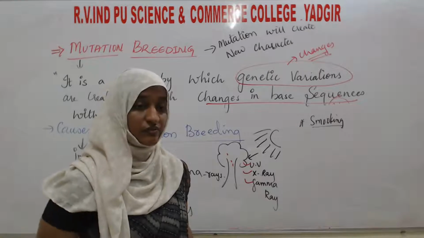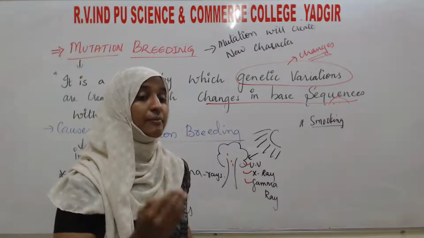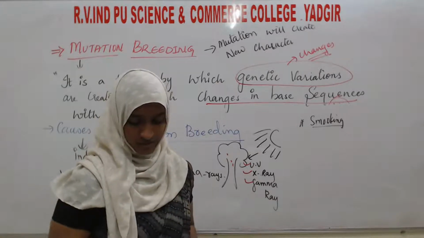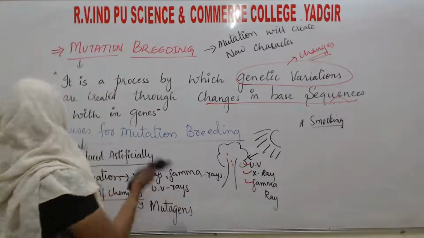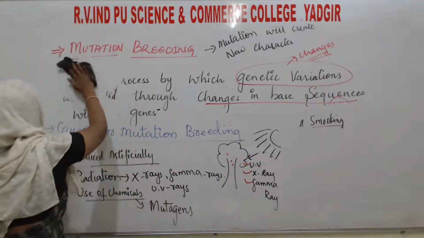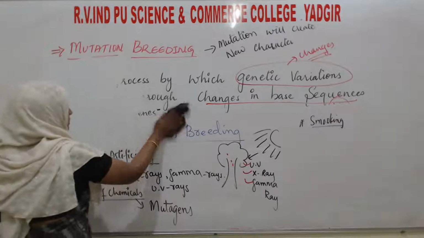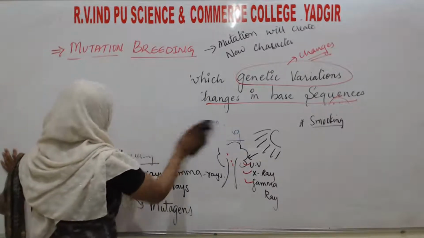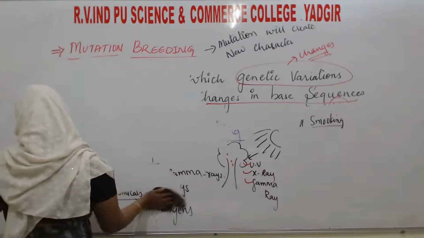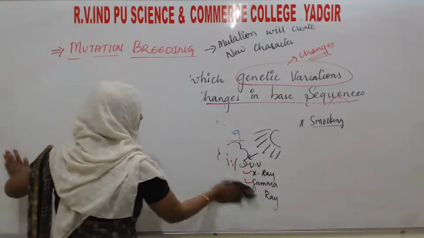So this is about the mutation. We are talking about mutation breeding. See here, breeding by the process of mutation. This is also one method for developing disease resistant plants.